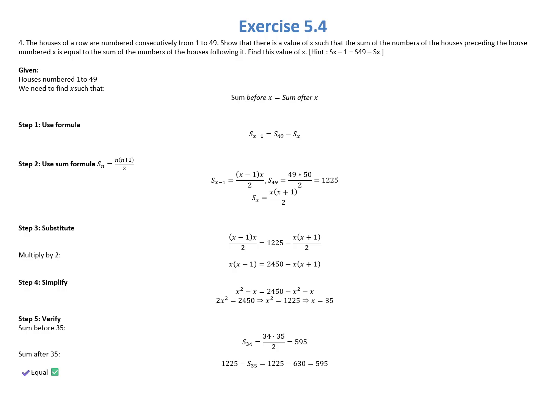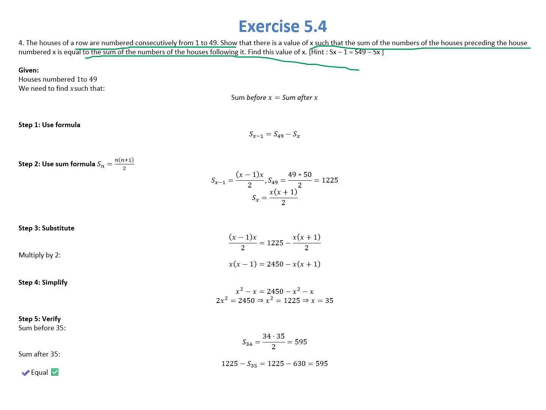Okay, so now we'll try to solve this question as well. What we are given is that the houses in a row are numbered consecutively from 1 to 49, and there is a value of x such that the sum of the numbers of the houses preceding house number x is equal to the sum of the numbers of the houses following x. We have to find the value of x.